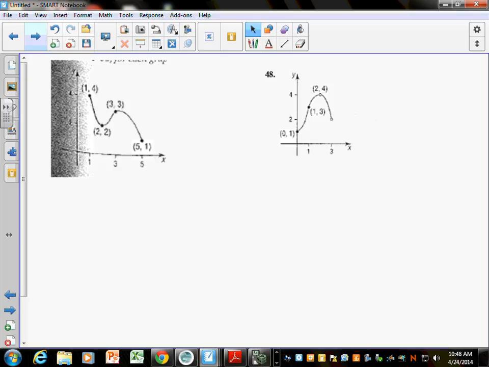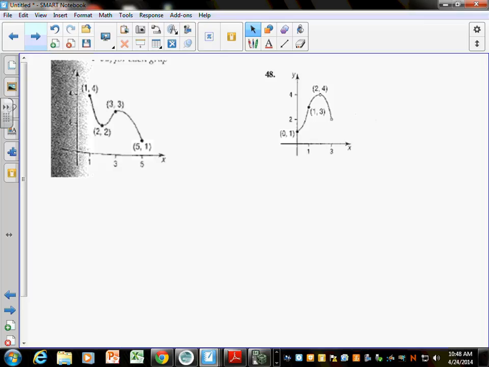47 and 48 say find the absolute maximum and absolute minimum. There's a difference between absolute and relative or local. I didn't pick any ones with the local ones, probably because that's not on your test. Absolute means the highest or the lowest number. So on 45, what is the highest value?